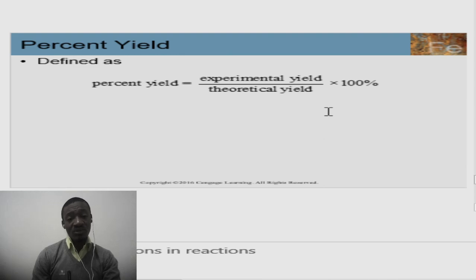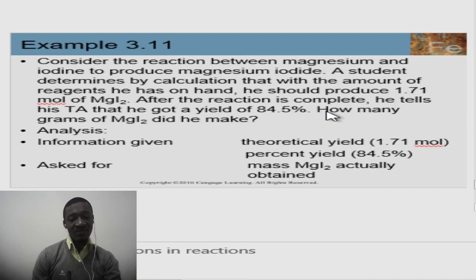And that's what we call your percentage yield. The percentage yield is obviously your experimental over your theoretical multiplied by 100. That's the percentage yield. So experimental, which is your E, over your T multiplied by 100, which gives you your P, the percentage yield.